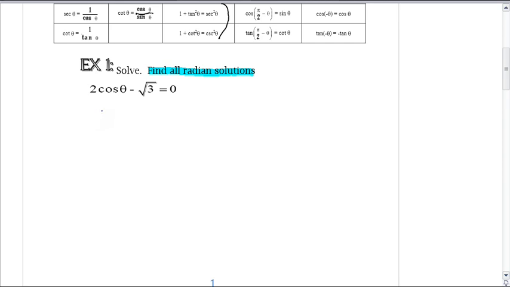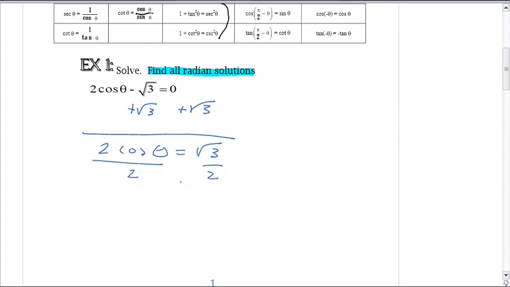So I have 2 cosine theta minus radical 3 is equal to 0. The first thing that I want to do is get that radical 3 to the other side. To do that, I'm going to play the opposite game. The opposite of negative radical 3 is a positive radical 3, and I'm going to do this to both sides of my equation. If I simplify a little bit, I get 2 cosine theta is equal to positive radical 3. I divide both sides by 2, and I'm left with cosine theta is equal to radical 3 over 2.